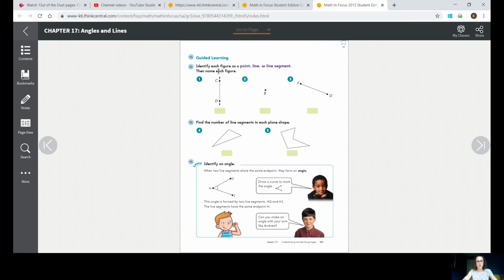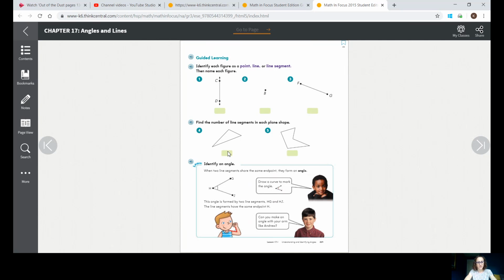Okay, well, let's go through these answers, these first 5. So number 1, it's a line. You could have named it CD or DC. 2, it's a point, B. Number 3 is a line segment, because there are no arrows. You could name it line segment FG or GF.